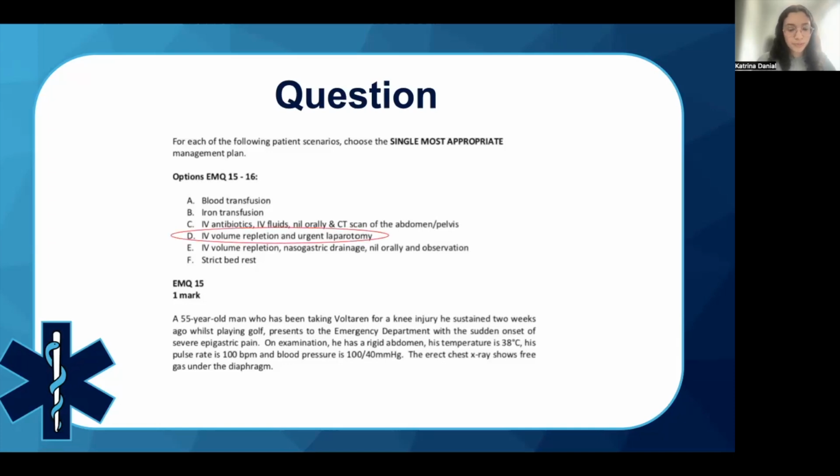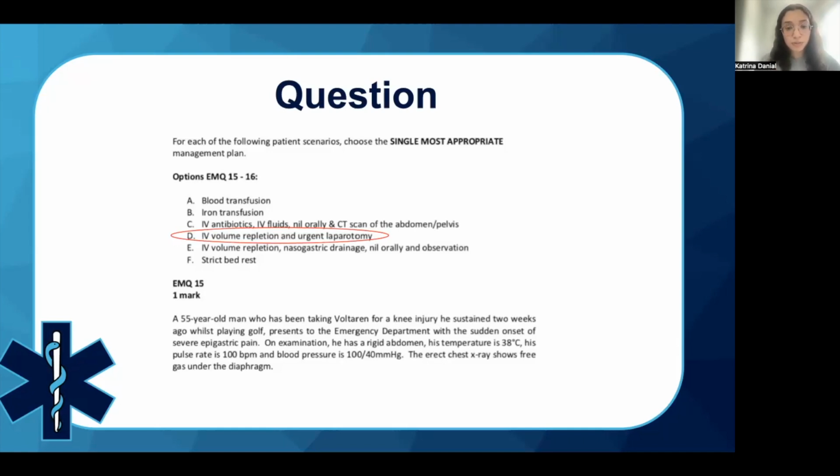Okay, so let's go through this. This man has been taking Voltaren. We can assume the tablet form of Voltaren, which is an NSAID. He's probably been taking the NSAID nonstop because he's in pain, and that's caused him to develop a gastric ulcer. So that's the epigastric pain. However, this is complicated by now we're seeing signs of perforation of that ulcer.